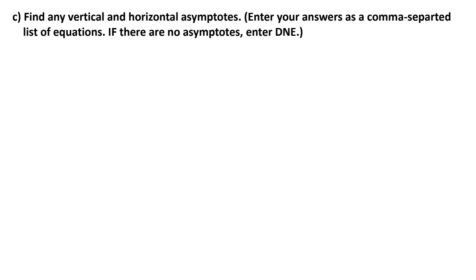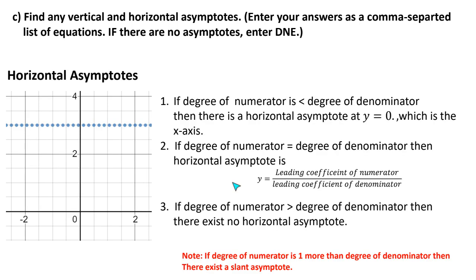Now for the horizontal asymptotes, they're also represented with a dotted line, but they're going to be horizontal. And there's three situations. The first one is if the degree of the numerator is less than the degree of the denominator, then you automatically have a horizontal asymptote at y equals 0, which is the x-axis.